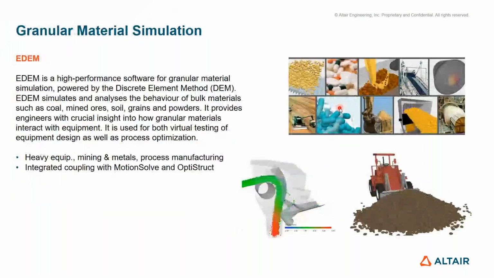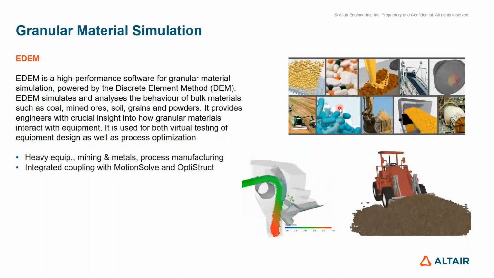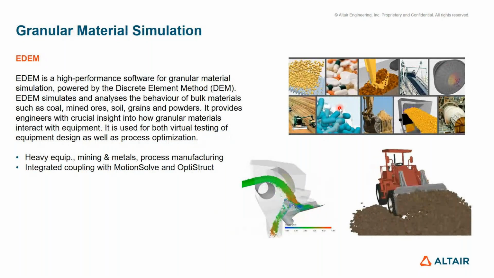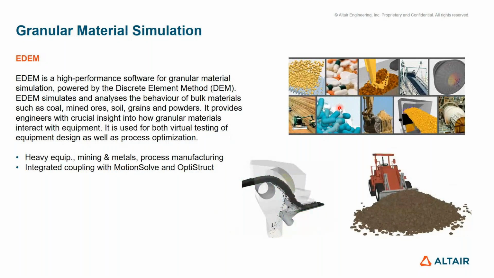And coming to granular material simulation, EDEM. EDEM is the discrete element method simulation tool. It supports simulation of granular materials like coal, mined ores, soil, ground powders, etc. So it can be used in different industrial sectors like the mining industry, pharma industry, heavy equipment industry, agricultural industry, and so on.